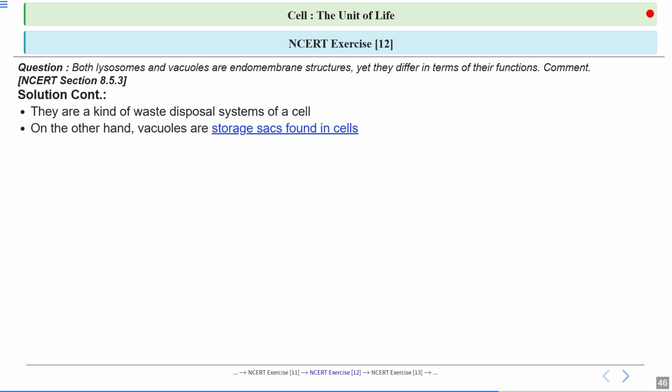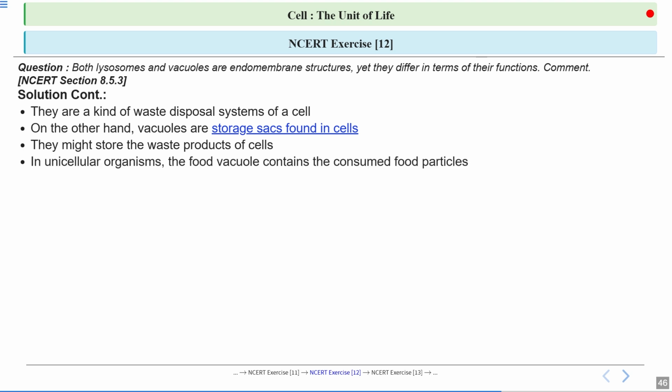Now, vacuoles. Lysosomes are a kind of waste disposal system of these cells. On the other hand, vacuoles are storage sacs found in the cells. They might also store the waste products of the cell, because these waste products can be toxic to the organelles. Okay, they can be toxic to the components of the cell. So these waste materials are shifted into the cytoplasm, and the tonoplast helps in this. So the tonoplast helps in the active uptake of molecules within the vacuoles.